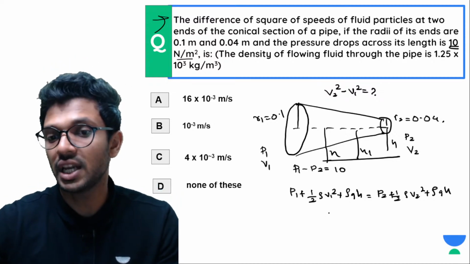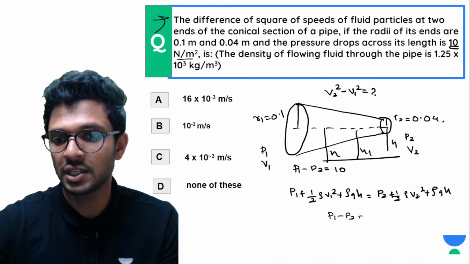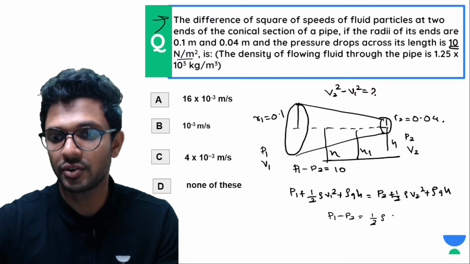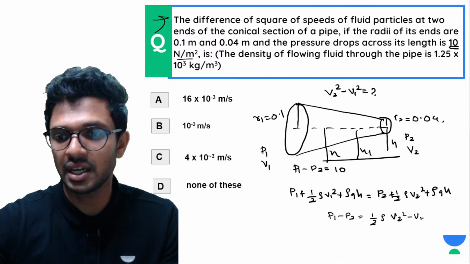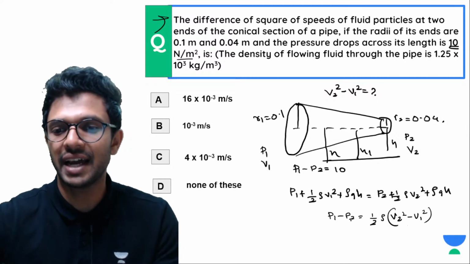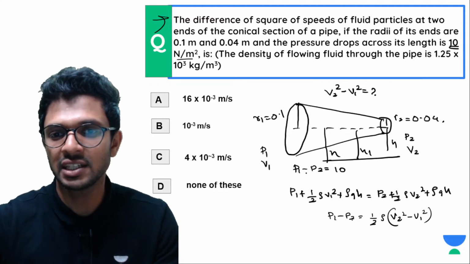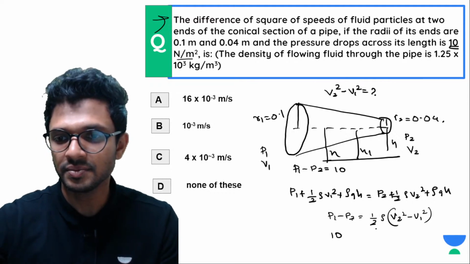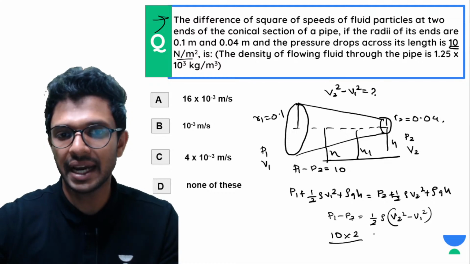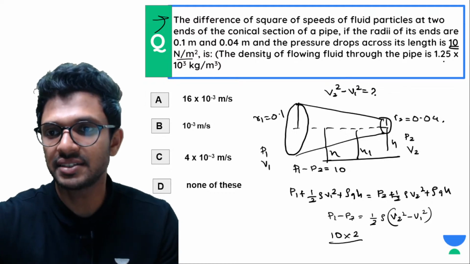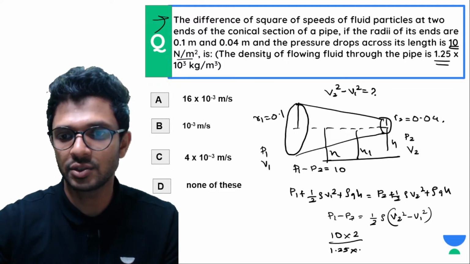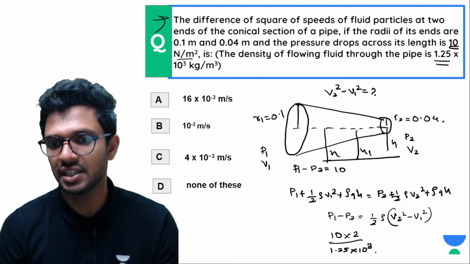Now taking P2 to the left hand side, what do you have? P1 minus P2. Half rho V1 square, take it to the right hand side. So that will be half rho times V2 square minus V1 square, which we want to find out. Substitute the values and get the answer. What is P1 minus P2? 10. This 2 will go up into 2. The whole divided by density. How much is the density of the fluid flowing? That is 1.25 into 10 power 3, it is given.